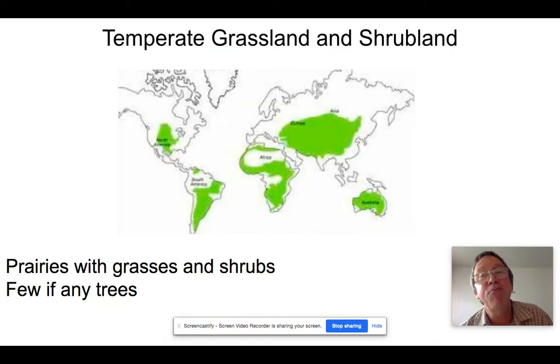All right, temperate grasslands and scrublands. Now, look, that's a big chunk of the planet right there, people. Look at that. Basically, what we're talking about is prairies that have very few, if any, trees. They're not deserts, but there's not enough rain to have trees here.